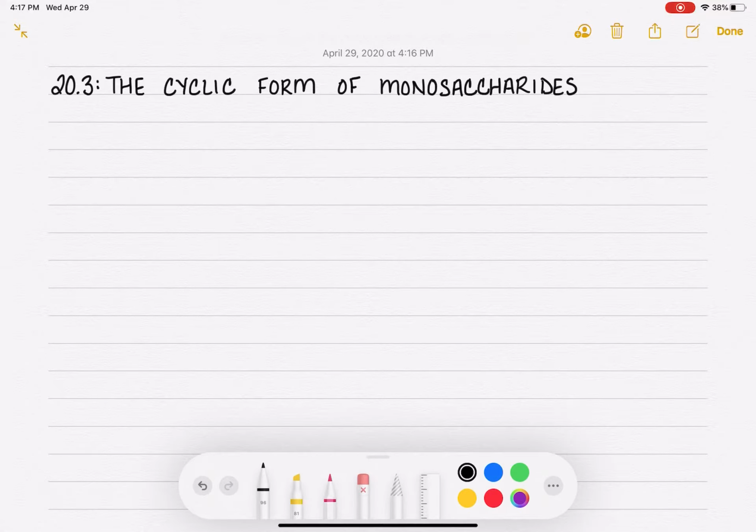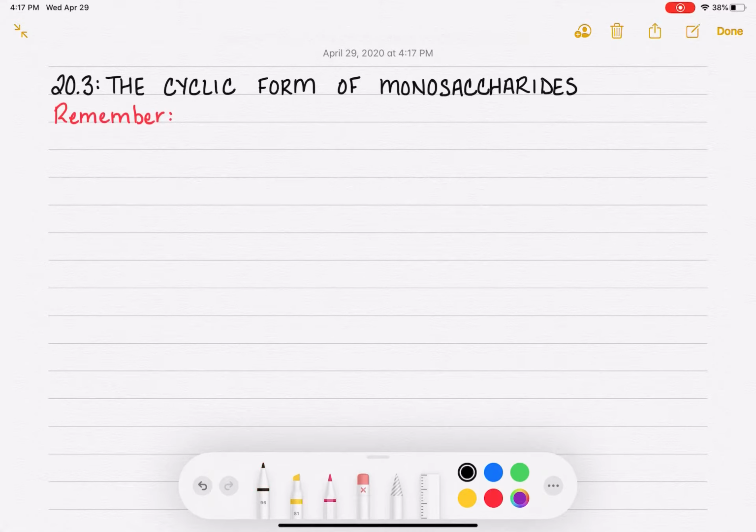20.3, we're going to talk about the cyclic form of monosaccharides. If you remember back to section 20.1, I drew two examples of monosaccharides, and one of them was a straight chain and the other one was a ring. And so here's where we're going to study those cyclic rings of monosaccharides. And before we do this, though, we have to remember something. We have to review something.